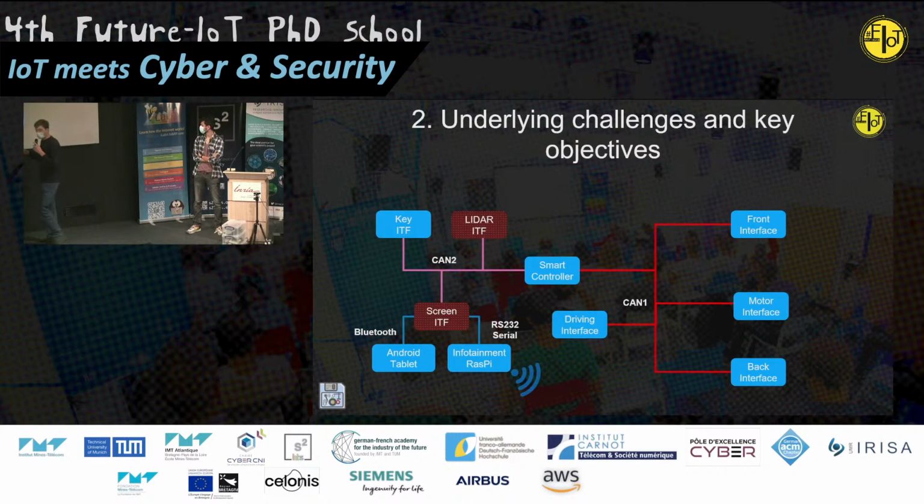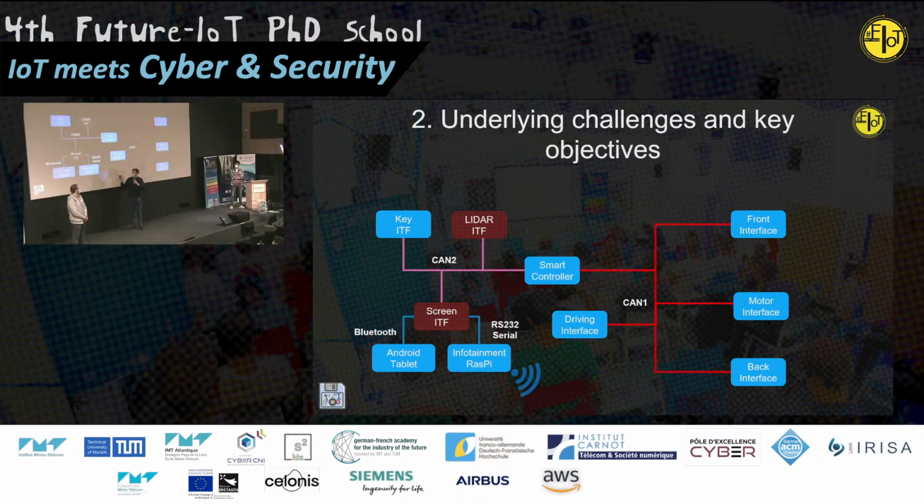So we had only one access point, that's over here. It's the infotainment Raspberry Pi. It is connected over the Wi-Fi, so this was where we could get in. The Raspberry Pi was connected via a serial connection with the screen interface.